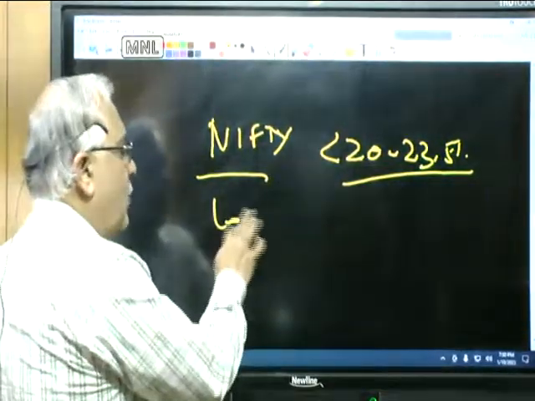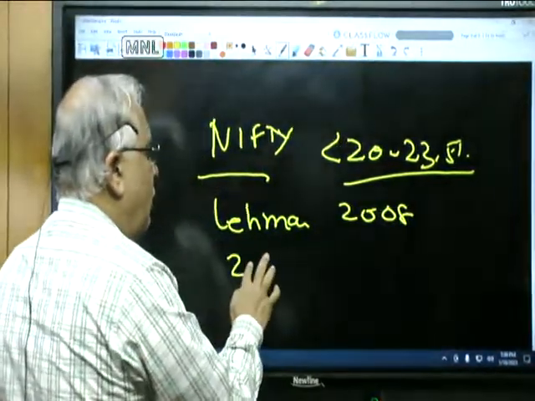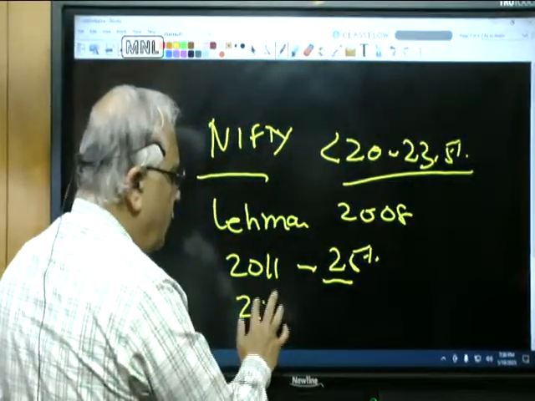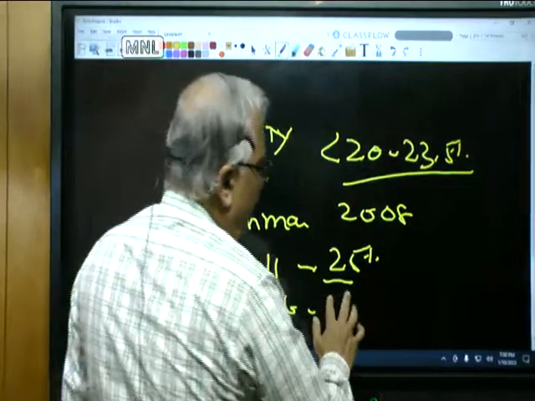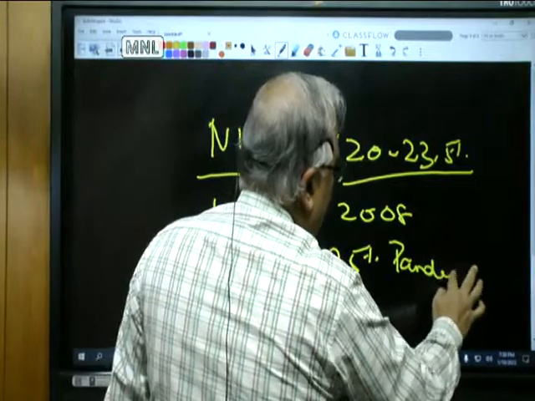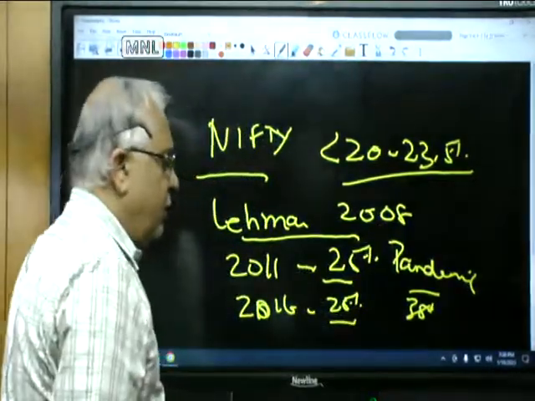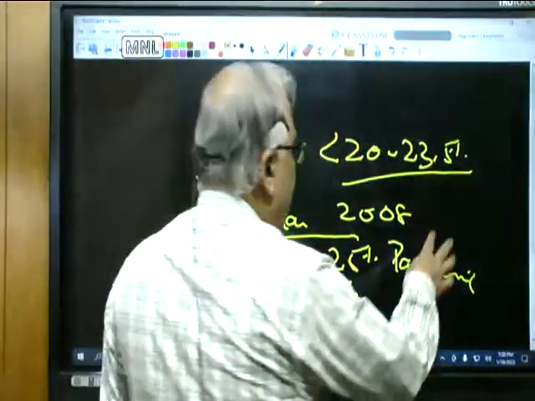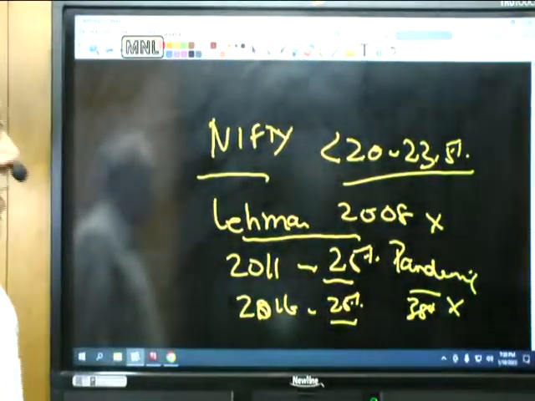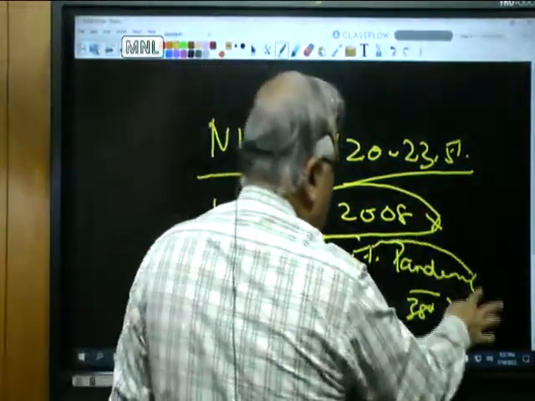One is the Lehman collapse of 2008. Then we had the retrospective taxation in 2011, where it went down by around 25%. Then in 2016 there was a drop, also approximately 25%. Then of course the pandemic time, when it went down by 38% or so. Generally speaking, these are all extremely unforeseen global crises, and let us forget those. Otherwise, we will never be able to do any proper trading.